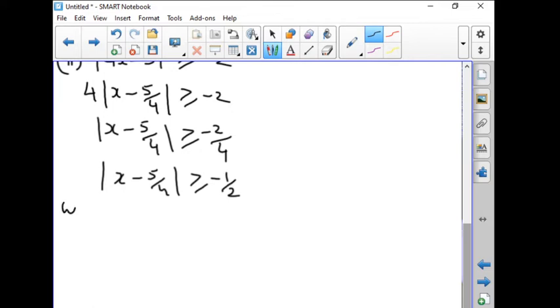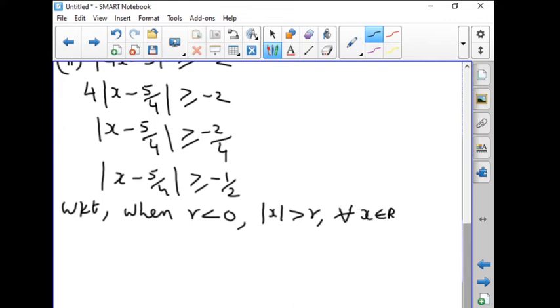Now, we know that when r is less than 0 and modulus of x is greater than r, then for every x belongs to R, this symbol is for every x belongs to R, satisfies the inequality. So, this is the concept you have learnt.